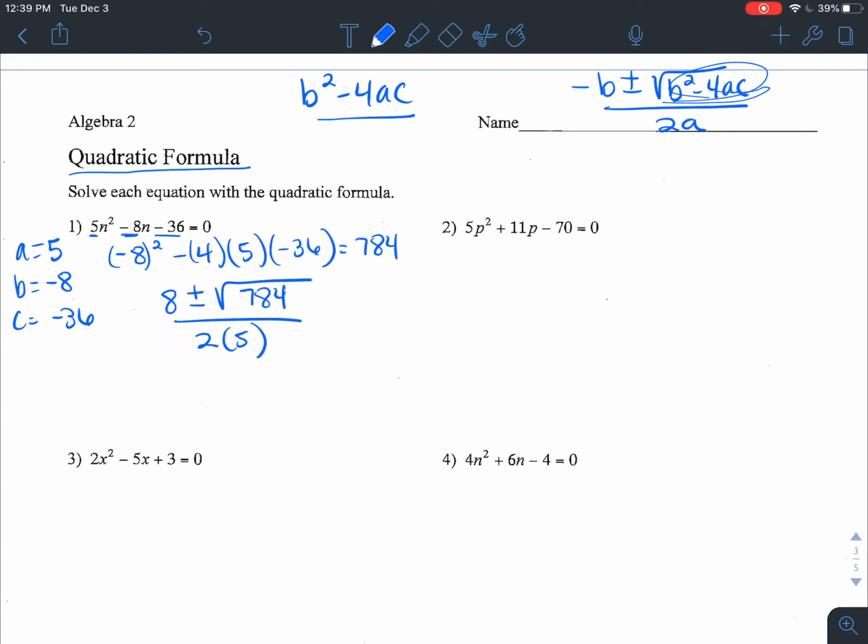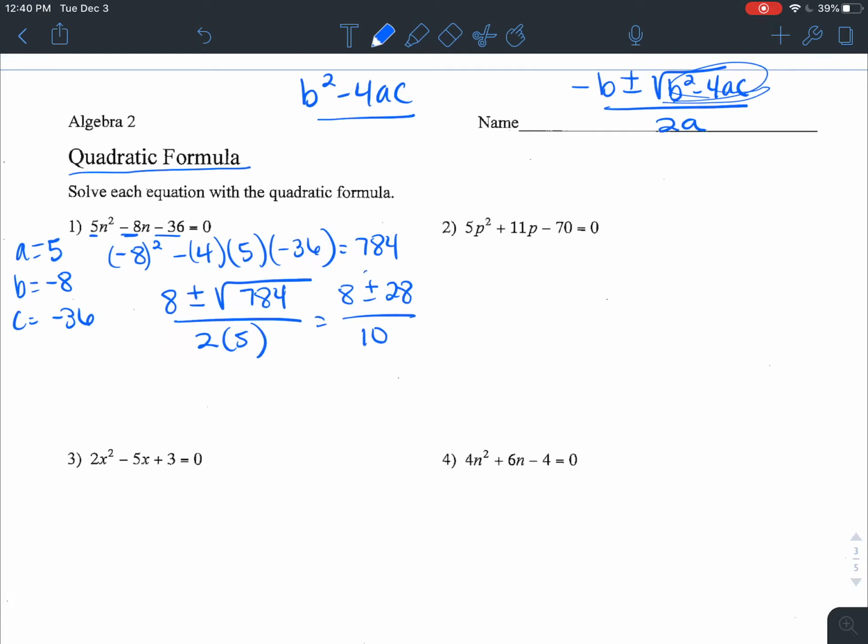All right, so now we need to simplify a radical. The first thing I always tell students is to check to see if it's a perfect square. And if you take the square root of 784, it's actually a perfect square, and that's 28. So this becomes 8 plus or minus 28 all over 10. Notice once you take the square root, the square root sign is gone.